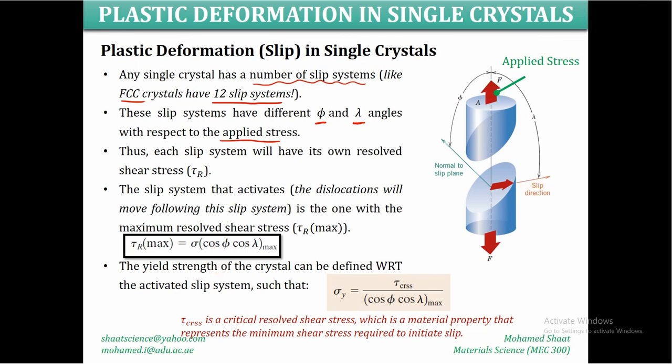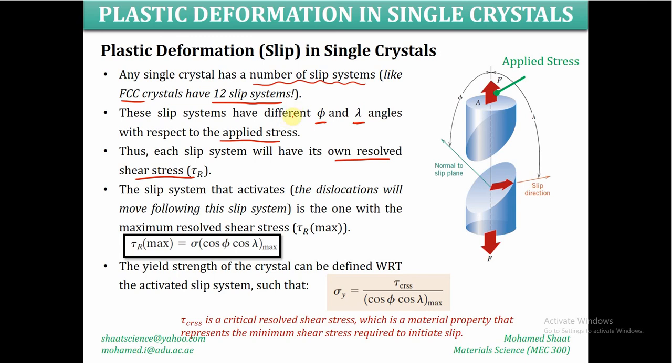So we do have 12 possibilities. For every single slip system, there is a phi and a lambda value. There is a specific value for the angle phi and the angle lambda with respect to the applied force. Thus each slip system will have its own resolved shear stress. So for example, you have 12 slip systems. Your objective is just to calculate the angles phi and lambda for the first slip system that has a specific crystallographic plane and crystallographic direction that describe the slip plane and the slip direction.